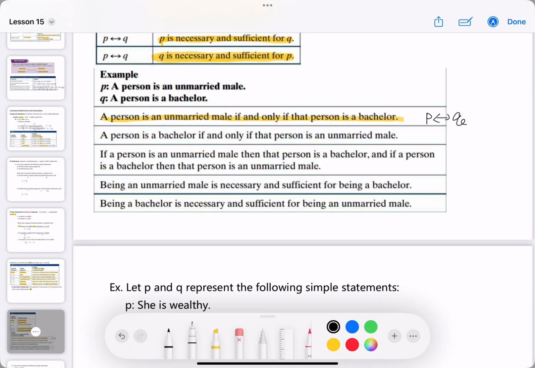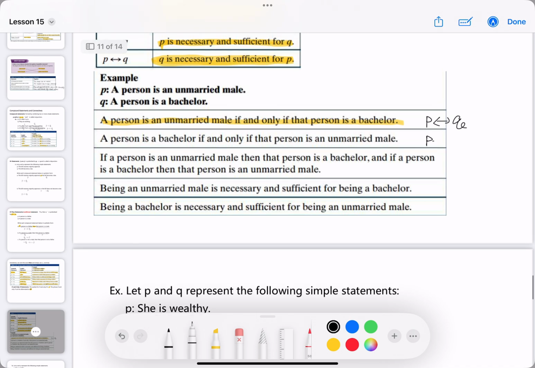Second one, a person is a bachelor if and only if that person is a married male. This is also P if and only if Q. Next one, even you see the position changed.